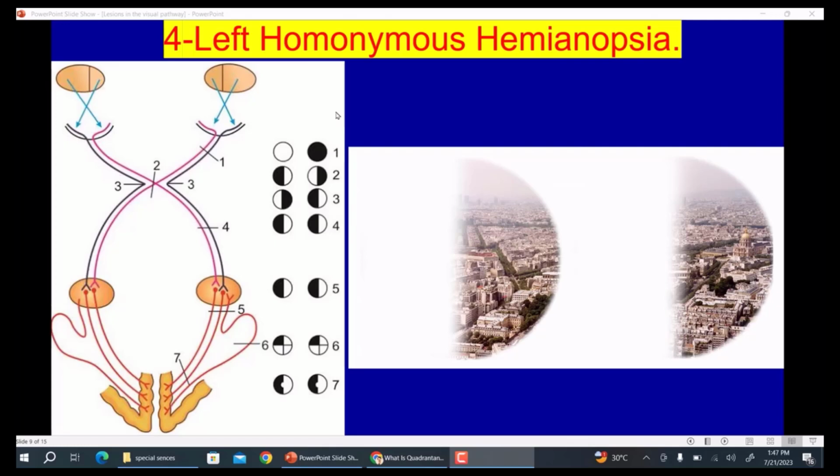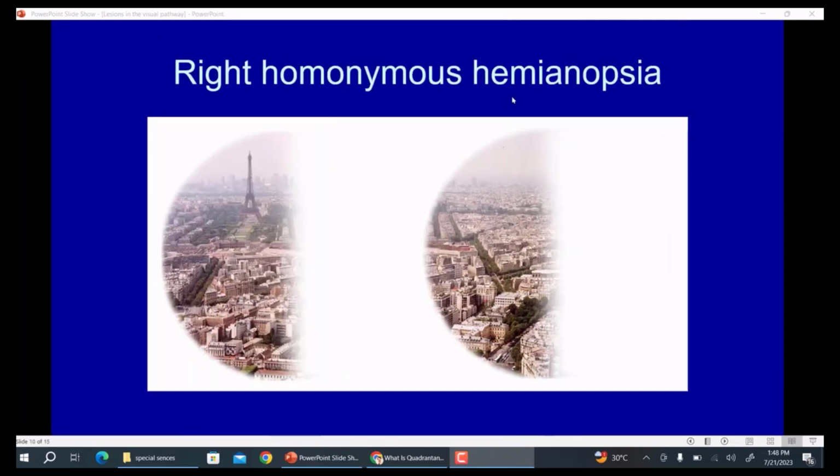Left homonymous hemianopia: if the lesion is in the right optic tract, the vision will be like this. In the right eye the temporal vision will be lost, and in the left eye the nasal vision will be lost. Right hemianopia: here on the right side you can see the nasal side of the vision is affected, and in the left eye the temporal side of vision is affected.